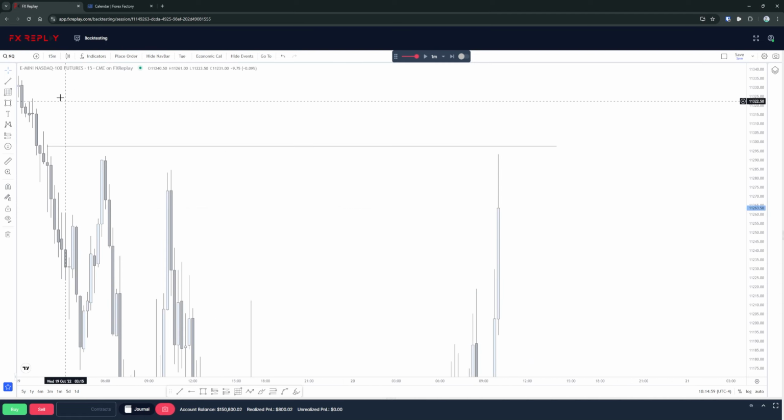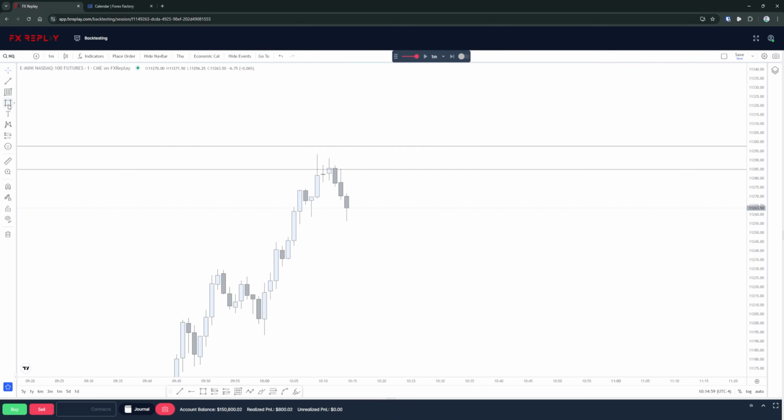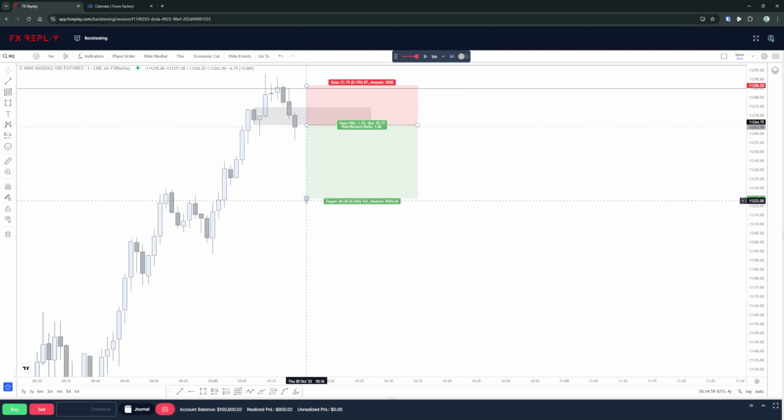Checking the 15-minute. Seems like we actually have a sweep of this high, but we'll just use this high for now. We then have a bearish breaker here, so I would take this trade. Put my stop above the high there, and I target 2R. Place my order.